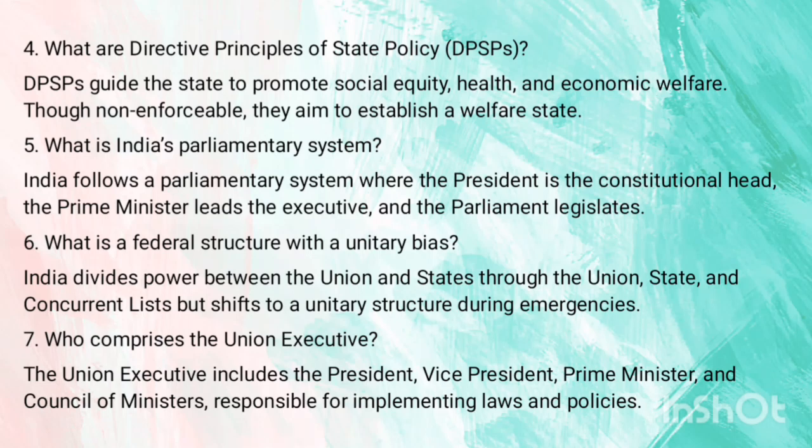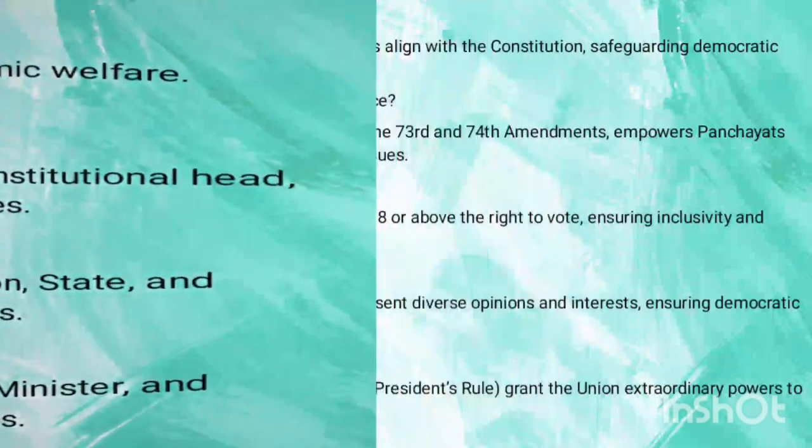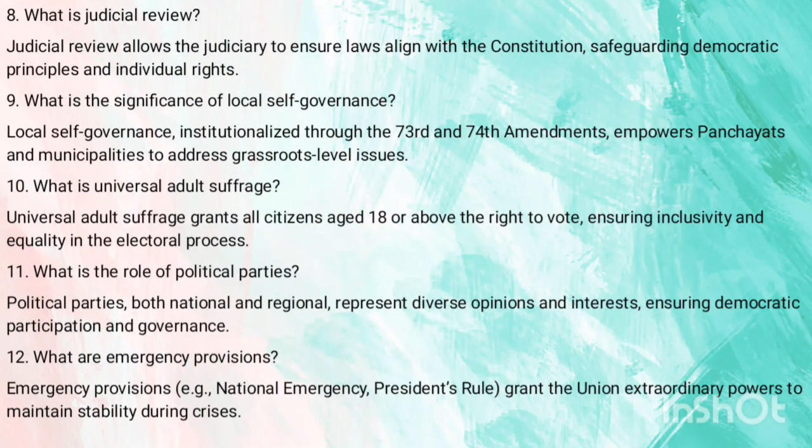Next one, who comprises the union executive? The union executive includes the president, vice president, prime minister, and council of ministers, responsible for implementing laws and policies. Next one, what is judicial review? Judicial review allows the judiciary to ensure laws align with the Constitution, safeguarding democratic principles and individual rights. Next one, what is the significance of local self-governance? Local self-governance is institutionalized through the 73rd and 74th Amendments, which empower Panchayats and municipalities to address grassroots-level issues.